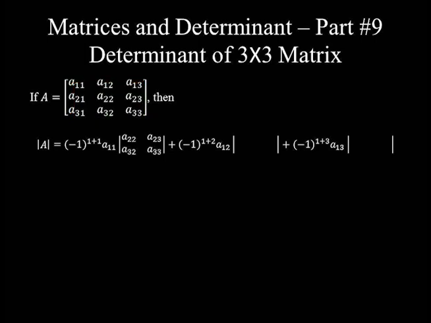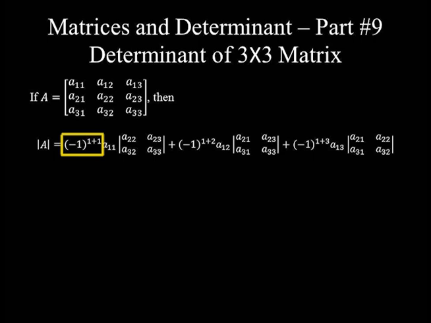a sub 1 2 belongs to row 1 column 2. If we eliminate row 1 and column 2, we will be left with a sub 2 1, a sub 2 3 in the first row, a sub 3 1, a sub 3 3 in the second row. a sub 1 3 is located at row 1 column 3. When we remove row 1 and column 3, we are left with this 2 by 2 matrix.